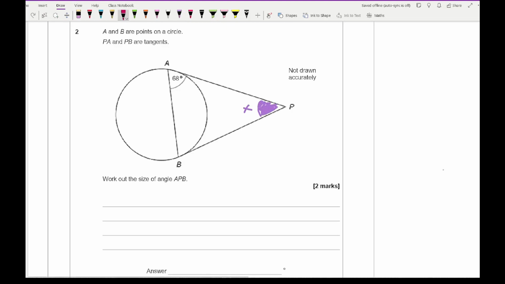Now one of the circle theorems is that two tangents that meet at a particular point outside of the circle are going to be equal length. So these two lengths here are going to be equal. So then that means that this angle here is going to be the same as this angle here, which is 68. So therefore then, to work out X, I do 180 minus 68, which gives me an answer of 44 degrees.